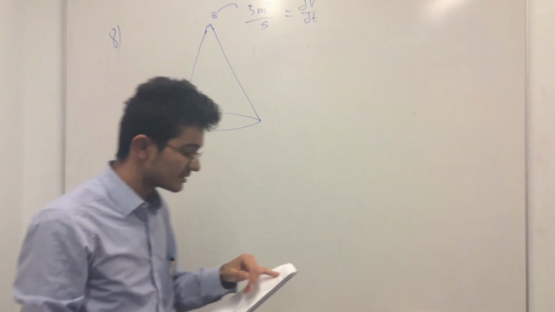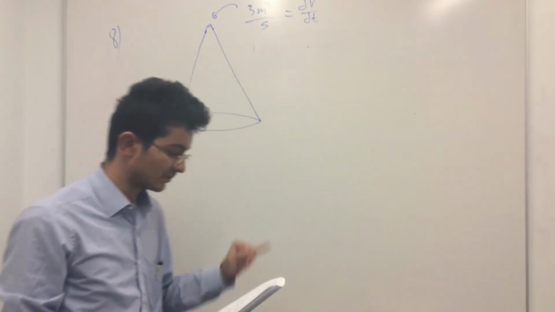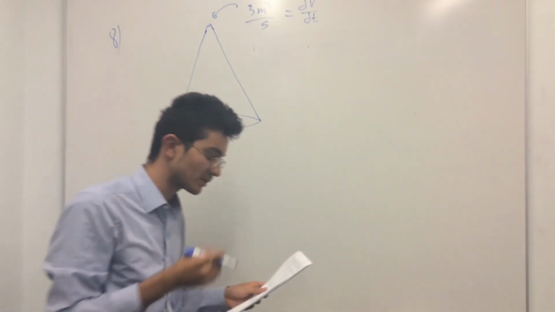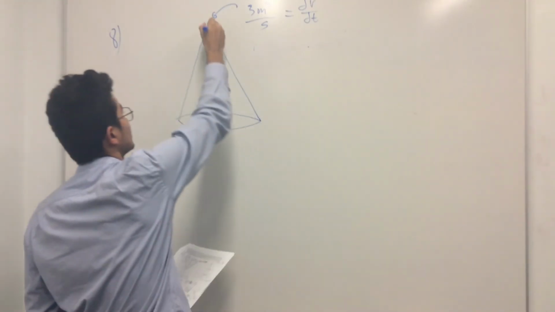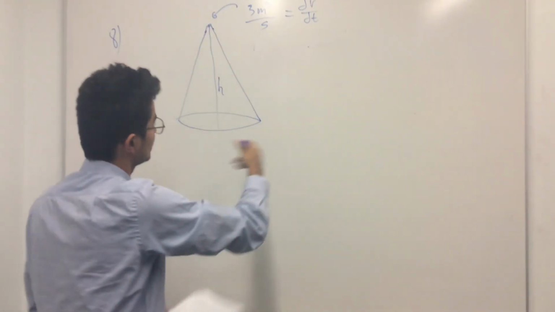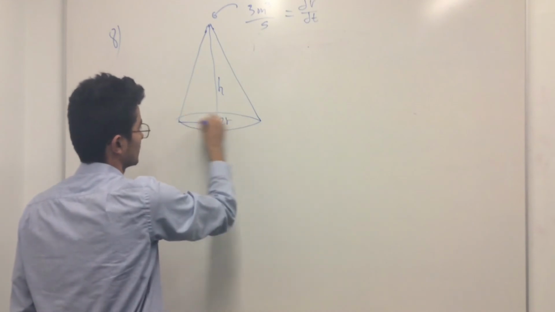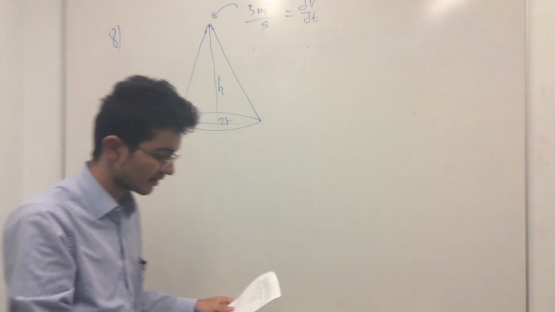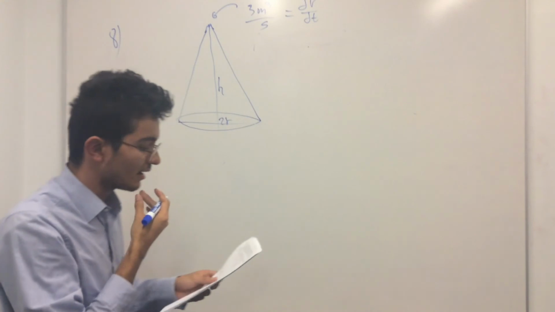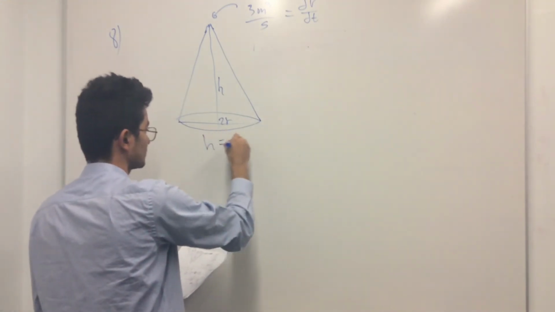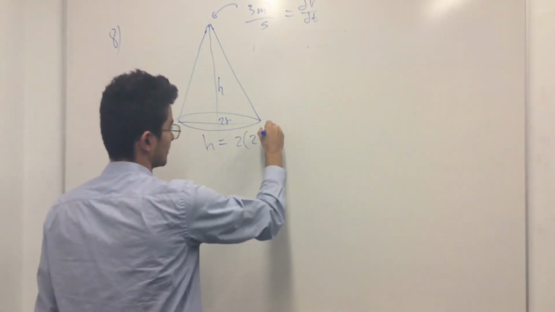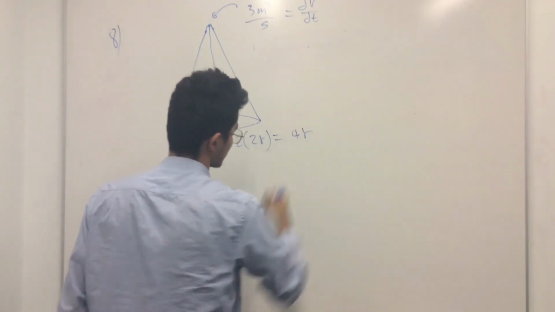Now, the sand pile is a right circular cone, we know that, with a circular base on the ground of height h, so the height is h. And the diameter is 2r. So all of this is 2r, which means that the radius is r. And then the height, we're told that the height is equal to 2 times the diameter, 2 times 2r, which is just 4r. So that's good to know.